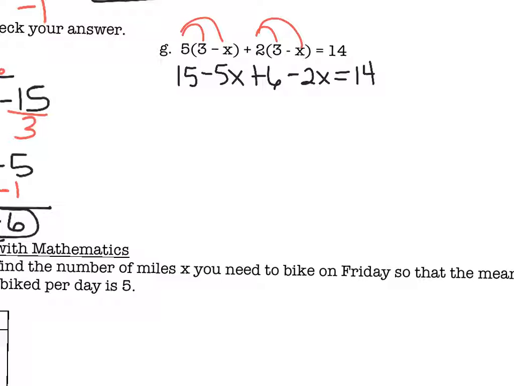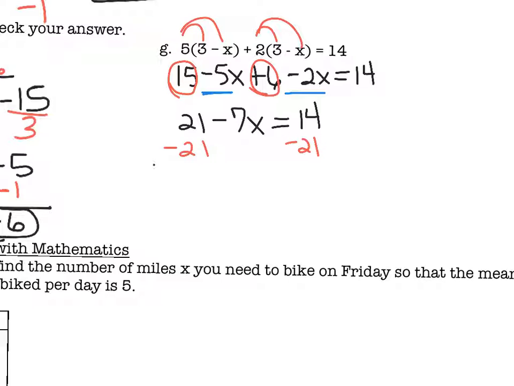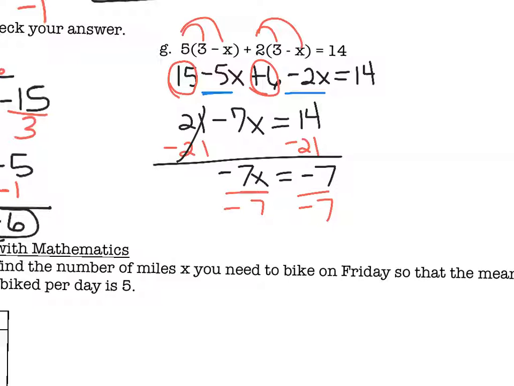We have a couple things to combine here. On the left side, we have 15 and 6. 15 plus 6 is 21. We have -5x and -2x. Combine those, you have -7x is equal to 14. Now to get x alone, I'm going to get rid of this 21, so subtract 21 from both sides. Make sure you bring down -7x is equal to -7. 14 minus 21 is -7. To get x alone, we divide by -7 on both sides, and x is equal to +1.